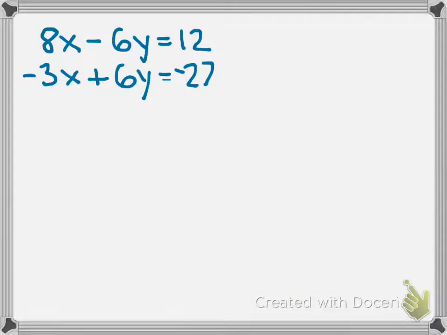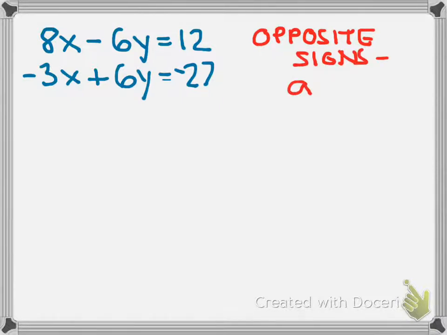Here's a second example. 8x minus 6y equals 12. Negative 3x plus 6y equals negative 27. This time, I have things that aren't the same, but they're pretty similar to each other. I have a negative 6y and a positive 6y, and I would like those to eliminate each other. The idea here is if I have things that have opposite signs, so opposite terms, and I wanted to get rid of those, I would want to add them. So I'm going to add down in this situation. And watch what happens when I do that.